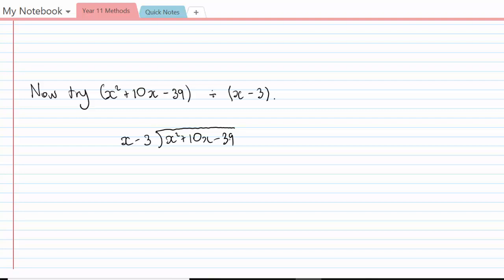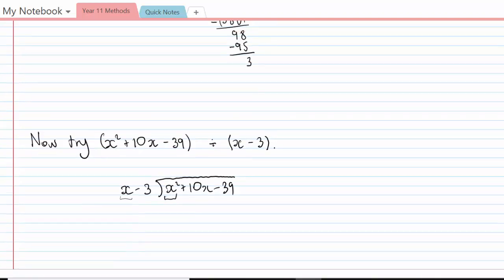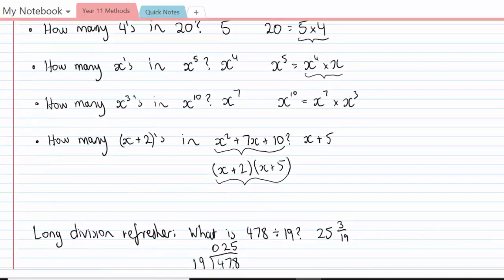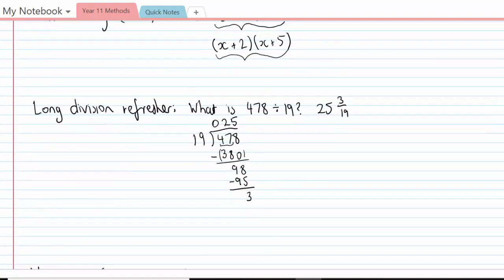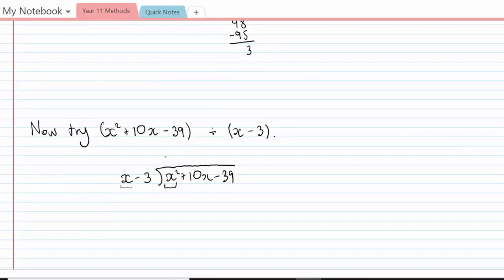So when we look at this, we say, well, how many x's? We don't really worry about the minus 3 because it's kind of insignificant compared to the rest of the equation. But we can say how many x's go into x squared. And if we go back to our previous answers up here, when we were looking at how many x's in x to the 5, we said that there were x to the 4. How many x's in x squared? Well, there are x of them.